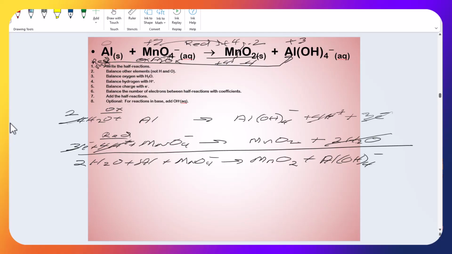Okay, so 2 times 2 is 4 hydrogens, 2 oxygens plus 4, that's 6 oxygens. 2 oxygens plus 4 times 1, that's 6. 1 aluminum, 1 aluminum, 1 manganese, 1 manganese. I have a negative charge on the reactant side, a negative charge on the product side. And notice there's no excess H plus, so there's nothing for me to neutralize with the hydroxide. So this is one of those reactions that balances the same in both acidic and basic solutions. So this satisfies both.